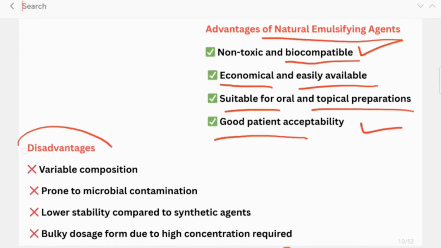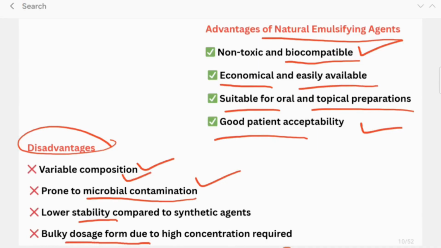Meanwhile, there are some disadvantages also, that is variable composition. Then there is a greater chance of microbial contamination. Then there is less stability because of microbial attack. Then bulky dosage form due to the high concentration required, because here the emulsifying agent is required in high concentration.